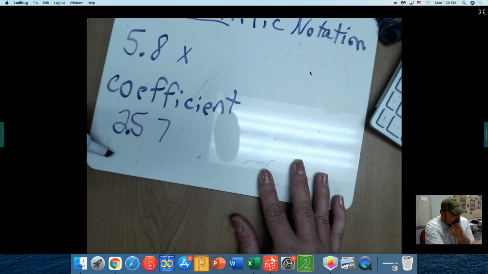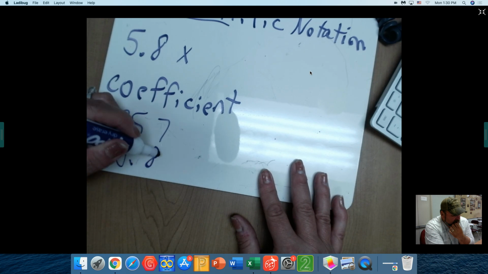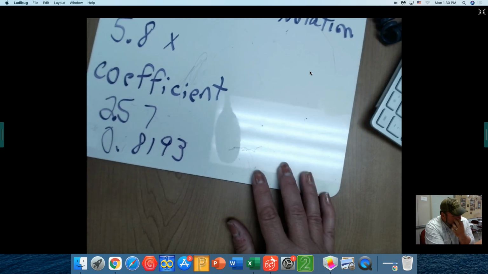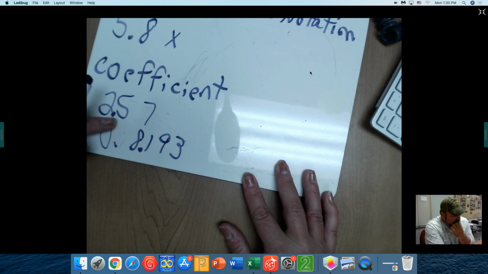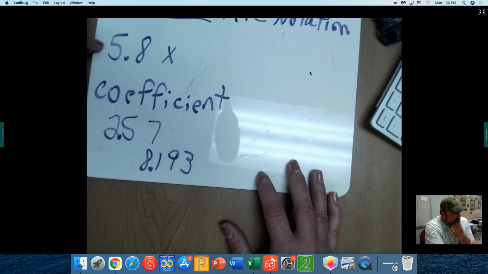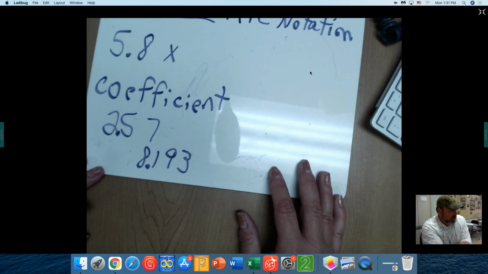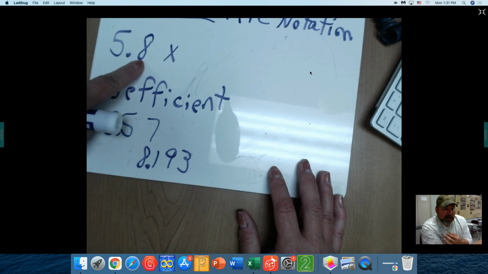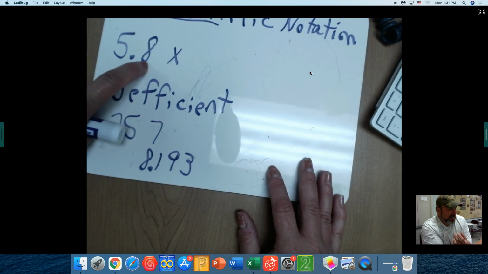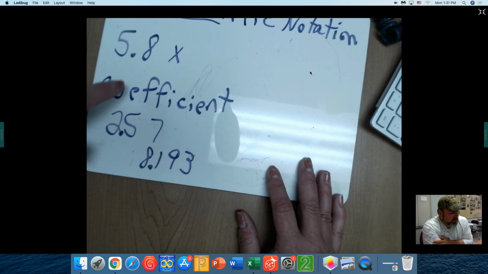You also can't have a coefficient of 0.8193. You can put 8.193. So all of these coefficients have to have one digit in front of the decimal. So there has to be one, what we would call real number to the left of the decimal. And you can have as many numbers after the decimal as you want, but only one to the left to be in scientific notation. It doesn't matter how many on the right, like you said, just one to the left.